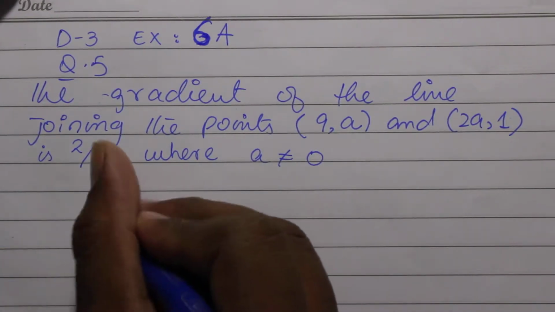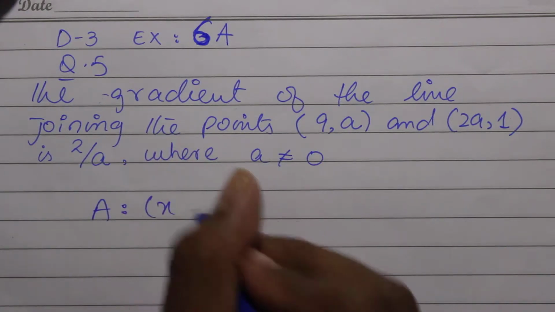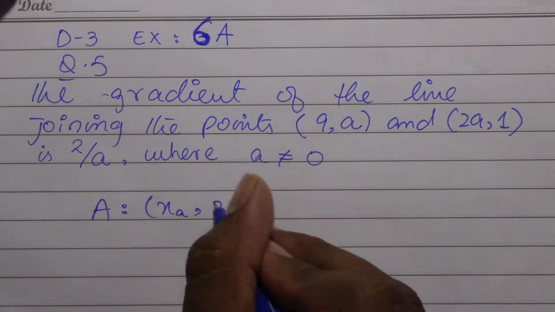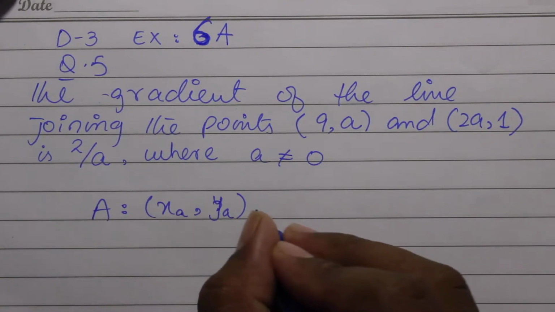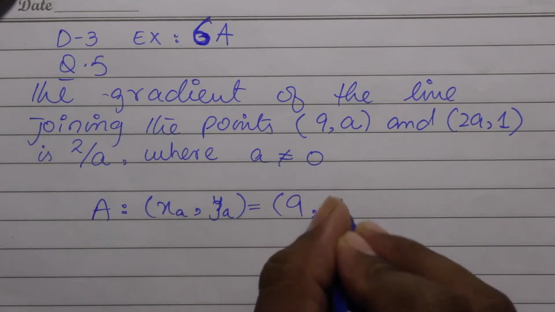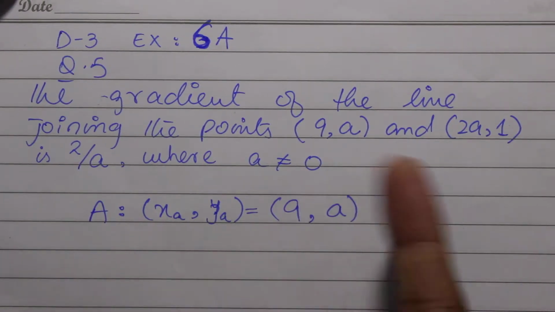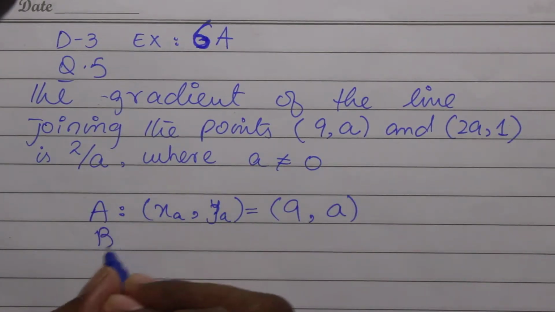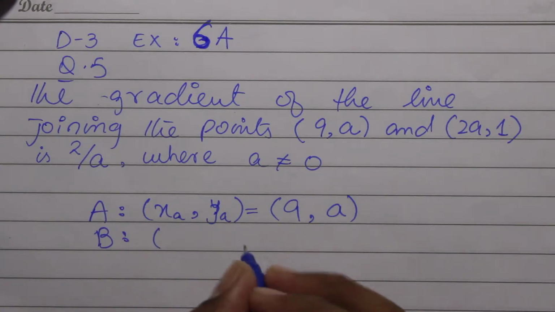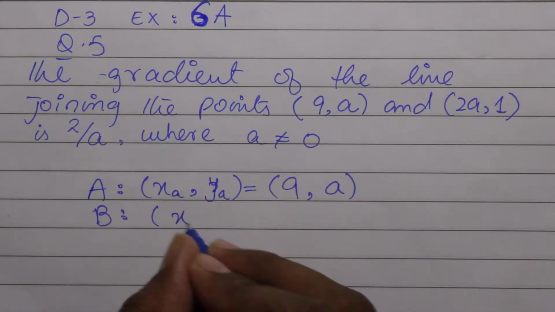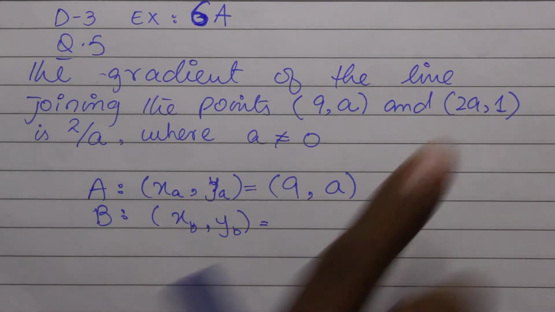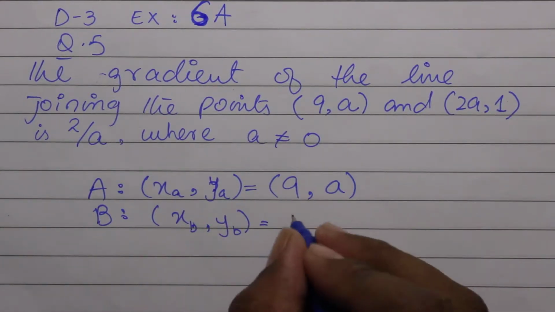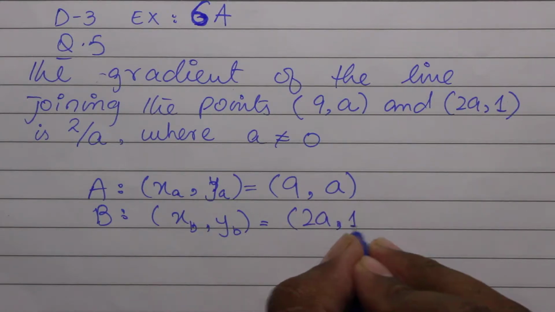Let's name them. First of all we have xa and ya. We have a point, the coordinate of A is xa and ya, and let's suppose this is 9 and a. Give another bracket, name B, and the coordinate of B will be xb and yb. This will be 2a and 1. So this is 2a and 1.